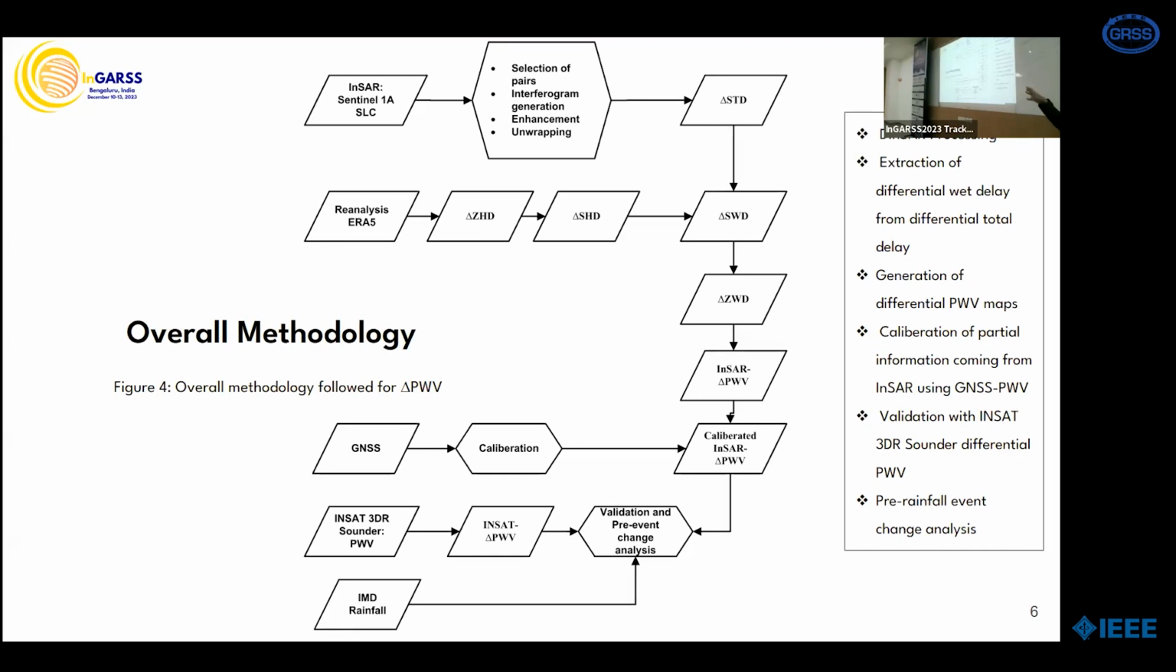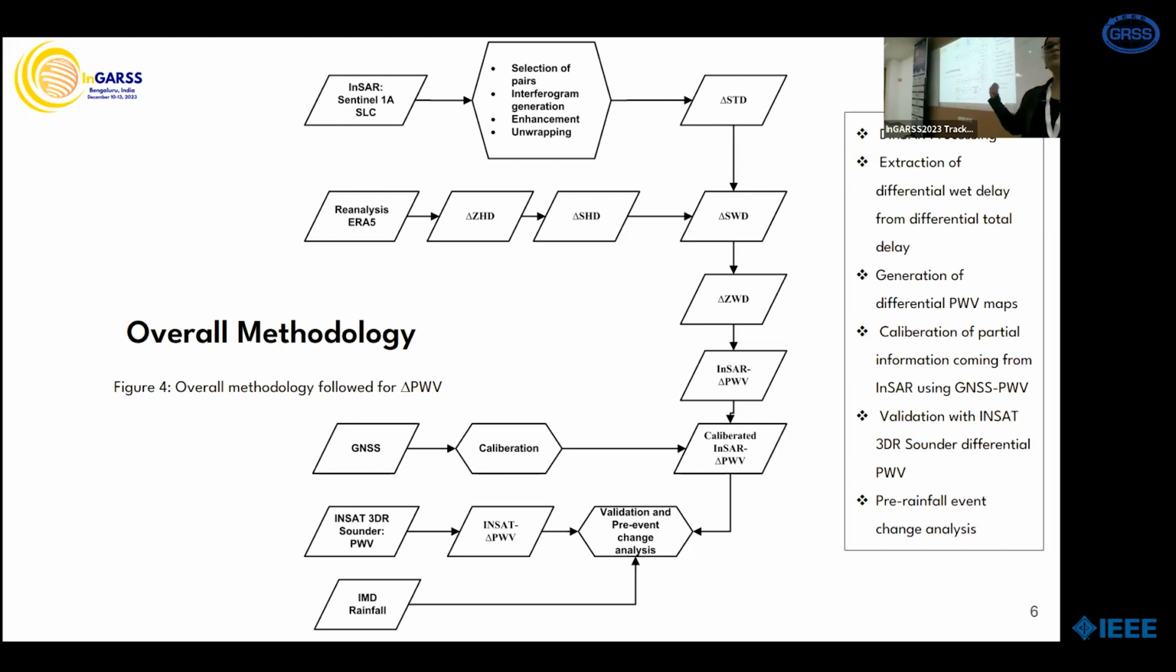From GNSS meteorology information, the wet signal delay, I developed my GNSS differential PWV at the same acquisition times as the interferograms generated. Then I calibrated, and finally validated using the INSAT-3DR PWV data.